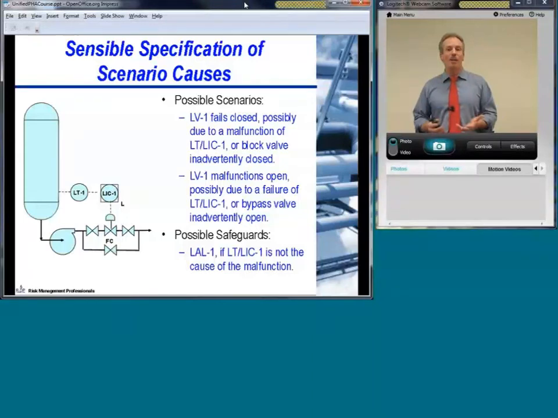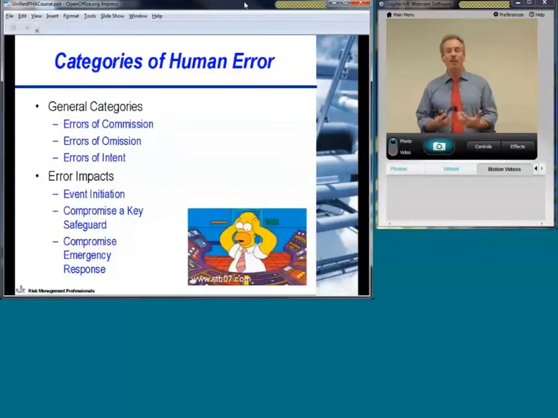Human error has various categories. Errors of commission, where somebody overtly does something that's incorrect. Errors of omission, where somebody misses a step or doesn't do something. Or errors of intent, where somebody decided to maybe take a shortcut. These are core problems that tend to precipitate other types of specific failures, and these are the kind of things that you can quantify and certainly should be considered for the HAZOP study.